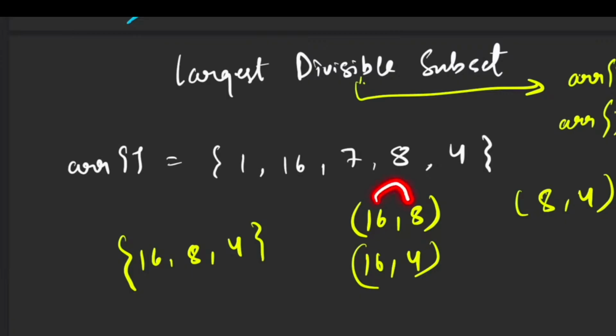Now if you carefully see, 16 is divisible by 8, 16 is divisible by 4, 8 is divisible by 4. So every pair is divisible. I'm not saying that 8 has to be divisible by 16. It can be either way. 16 is divisible by 8, that's okay. So that is the meaning of divisibility.